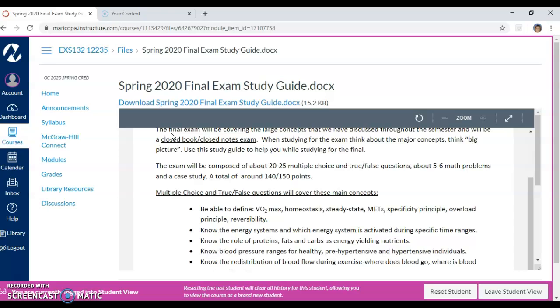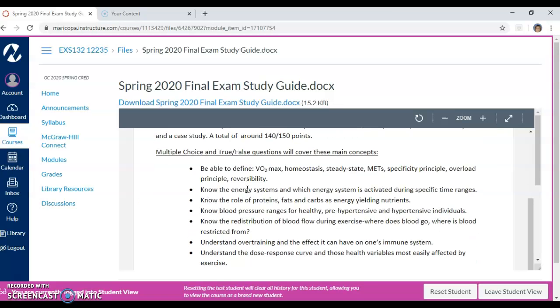So we gave you a study guide here listing what key concepts you want to focus on with multiple choice and true and false. So some pretty basic things. Be able to define VO2 max, homeostasis, steady state, what a MET is, what the specificity principle, overload principle, and reversibility principle are. So I'm going to let you guys kind of look through these bullet points. If you have any questions about material and you're just kind of not quite sure, feel free to look over your notes. If your notes kind of aren't answering the question, shoot me an email and I'd be happy to answer it for you.